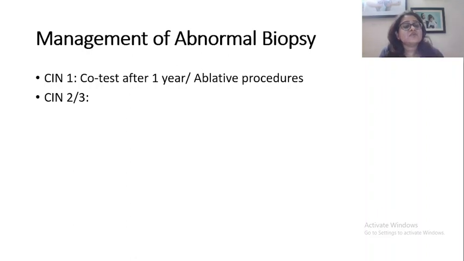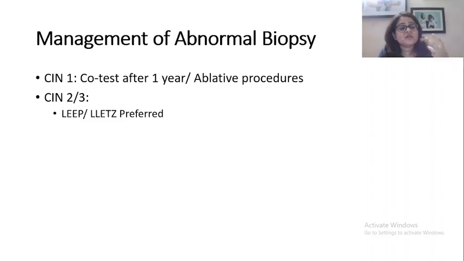If she's CIN 2 or 3, the risk of progression to cancer is higher. You can't just leave her and call her again. You have to do either an ablative procedure or an excisional procedure. An excisional procedure means you're removing the tissue. Ablative procedure means you're destroying the tissue. Which do you think is better? Removing an abnormal tissue is obviously better. Less chance of recurrence.